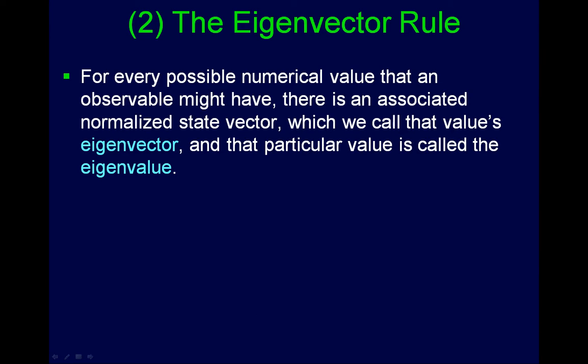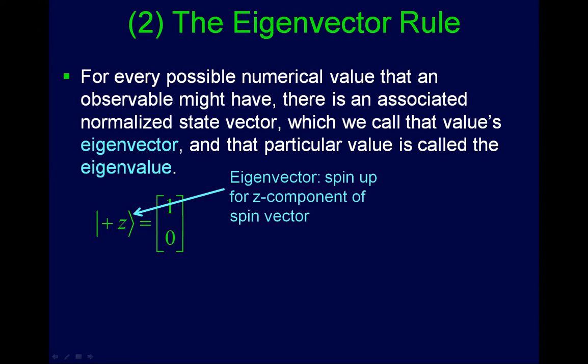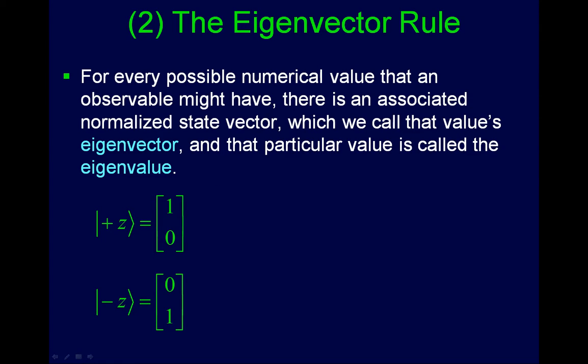The second rule is the eigenvector rule, and this says for every possible numerical value that an observable might have, there is an associated normalized state vector, which we call that value's eigenvector. And that particular value is called the eigenvalue. So for instance, we know in our experiments we can measure the spin along the z-axis. And so here is the eigenvector spin up for the z component of the spin vector. Here is spin down for the same measurement. And so here the eigenvectors are these two column vectors. The eigenvalue would be plus h bar over 2 or negative h bar over 2.